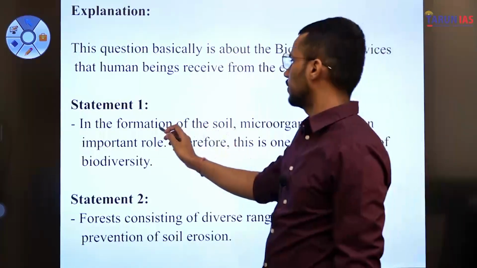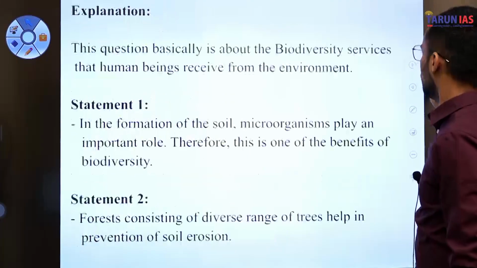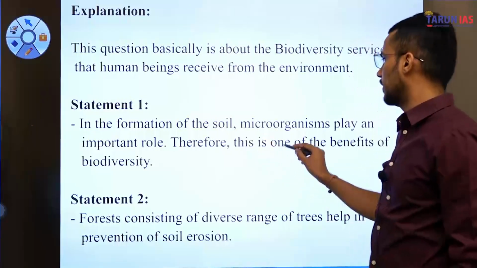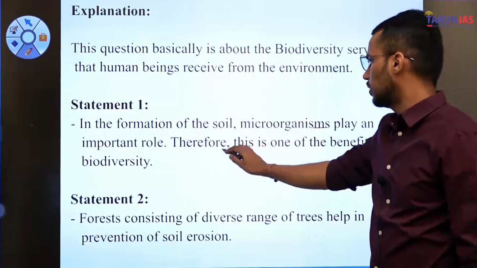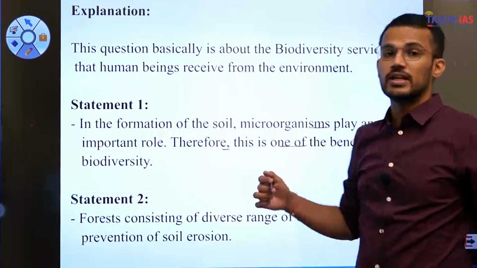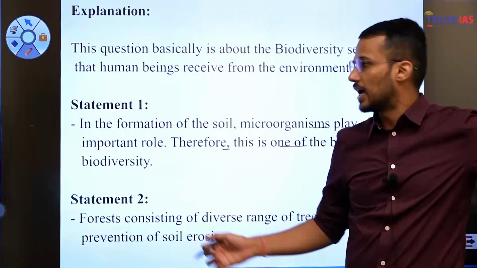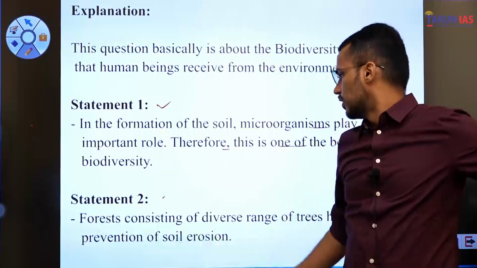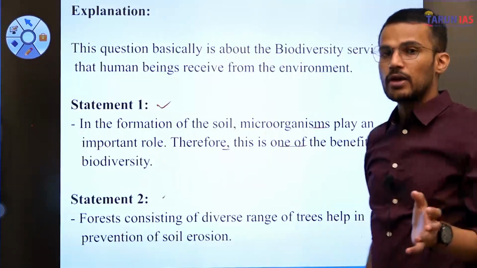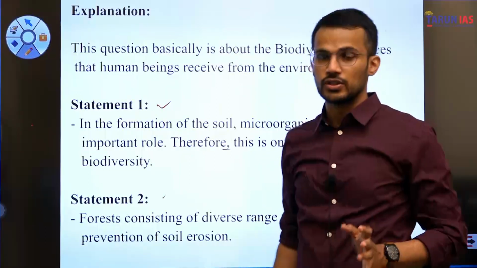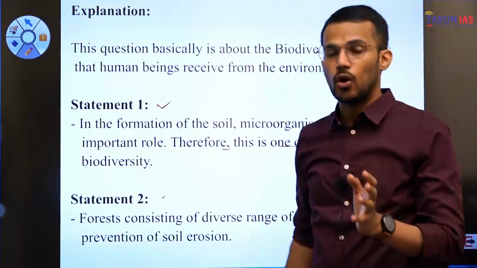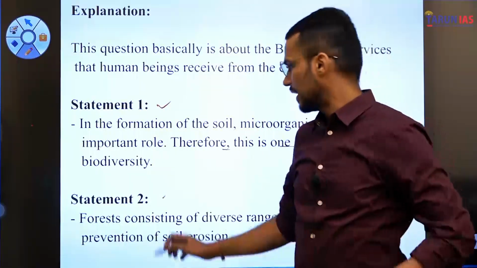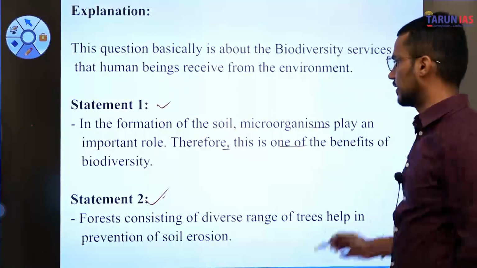So first statement is about the formation of soil. In the formation of the soil, microorganisms play an important role. Therefore, this is one of the benefits that we are receiving from biodiversity, and hence first statement is correct. Second statement is about the soil erosion. Biodiversity helps us to prevent soil erosion, where the role of forest or different type of vegetation that is present on soil is important, and hence even second statement is correct.